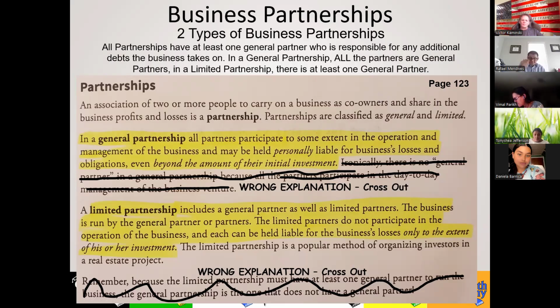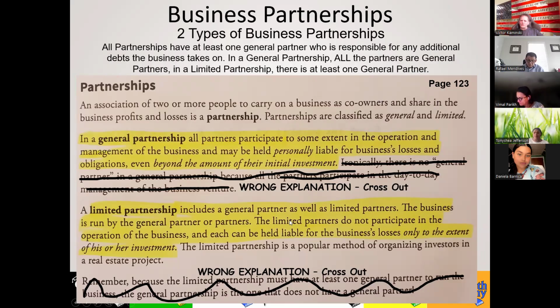All right. So in a general partnership, all the partners, all the co-owners of the business, work in the day-to-day business, and they could all be held liable for any additional debts the business takes on. Whereas in a limited partnership, there's always at least one general partner who works in the business and can be held liable for any additional debts the business takes on.